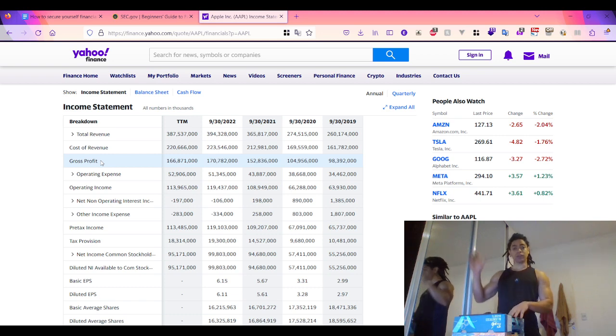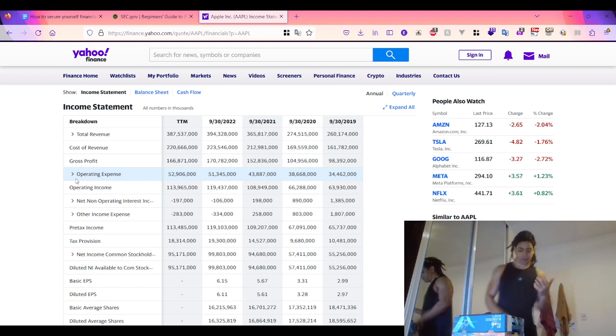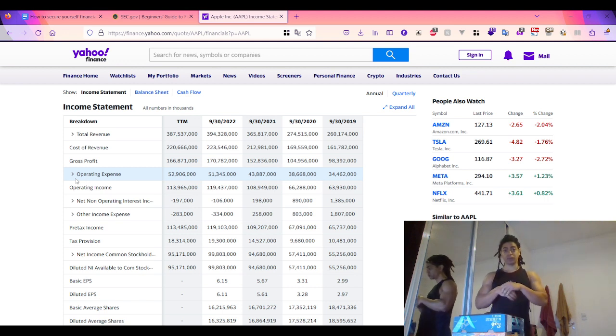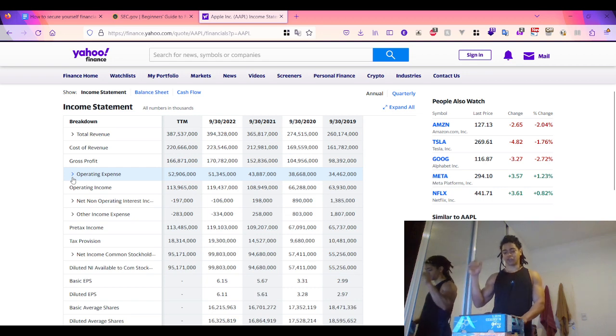Right below that, you deduct things like operating expenses, expenses associated with running your business and your day-to-day activity, like marketing, administrative salaries, research for new prototypes or improving prototypes, as well as depreciation and amortization. Research and development enters here. Selling, general, and administrative. Once you deduct that, you reach the operating income before interest and income taxes.